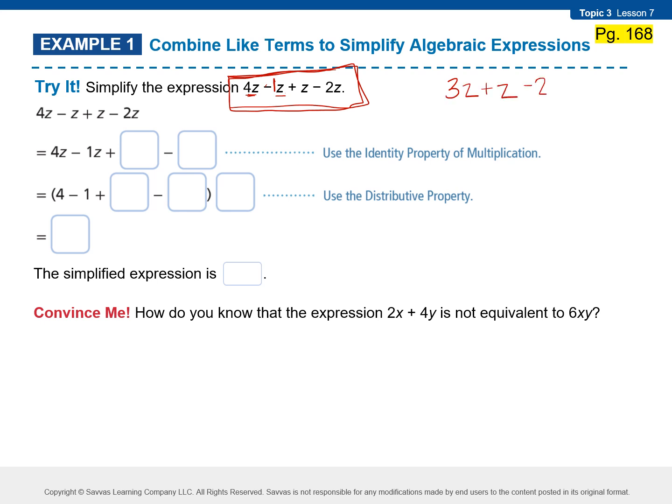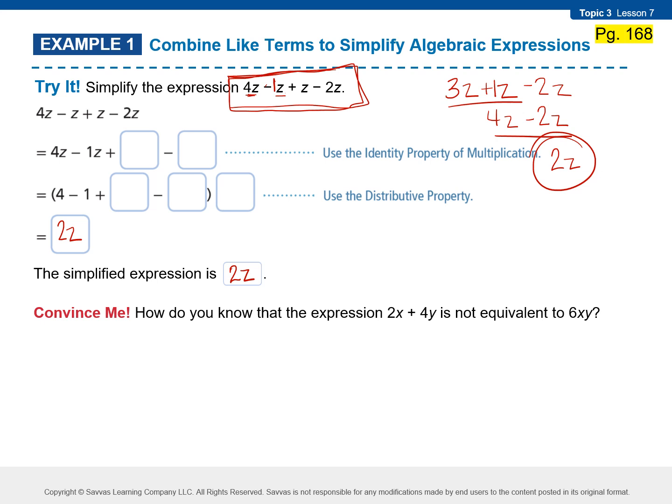Okay, go from here. Then I have 3z plus 1z. That would make 4z. My final step would be 4z minus 2z, which makes a 2z. So my simplified expression is just 2z.